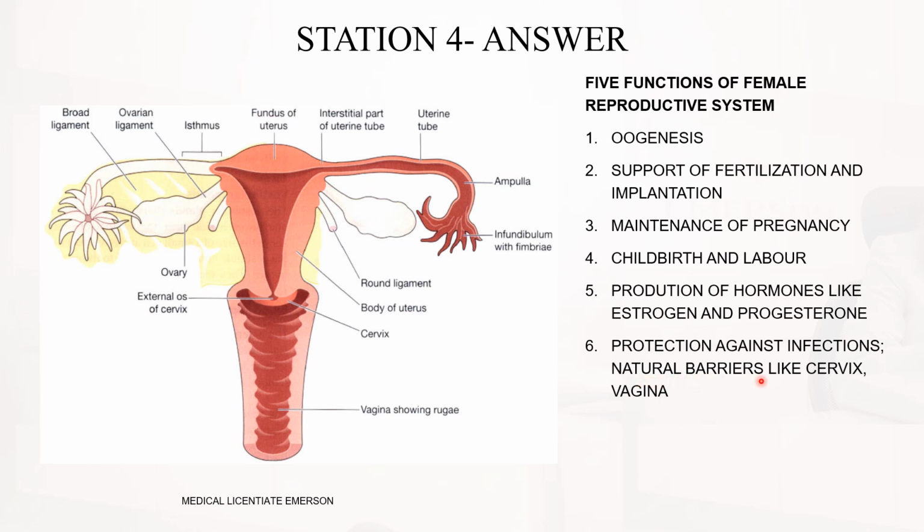So we have natural barriers, like the cervix and the vagina. These are structures which act as natural barriers. Then 7, you have regulation of the menstrual cycle.